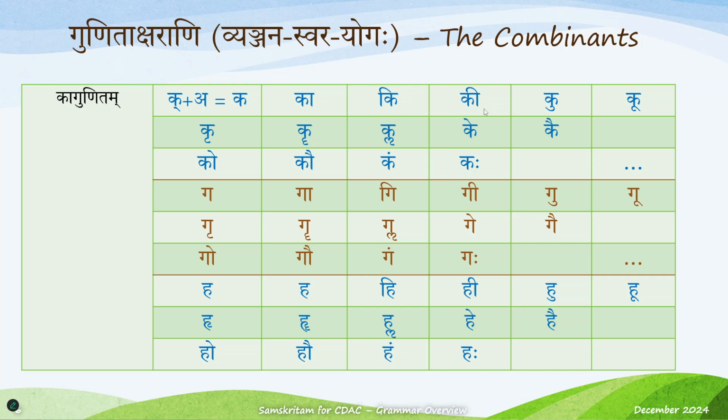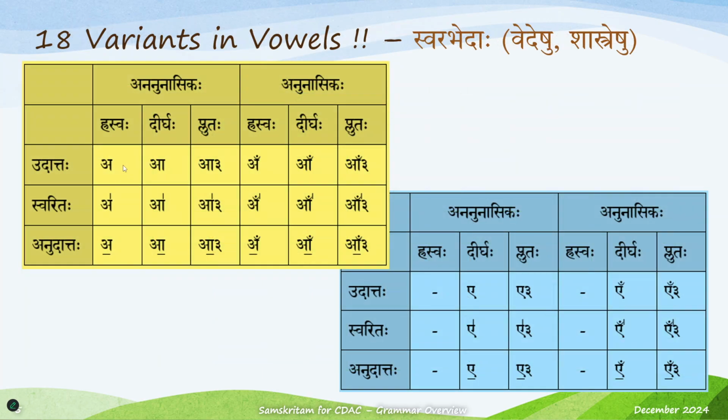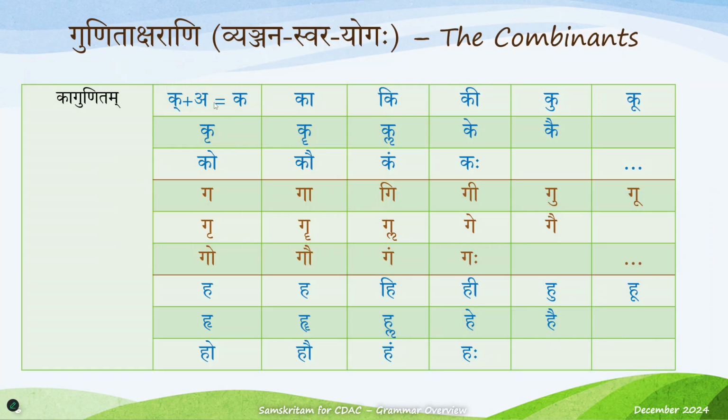Ki will have the dirgha column variants. Anunasika, swarita, everything, because the swara carries those qualities, not the kakara. Anyway, here I am just talking of this top left corner akara. Okay, simple udatta hrasva ananunasika akara. That's what we talk with.